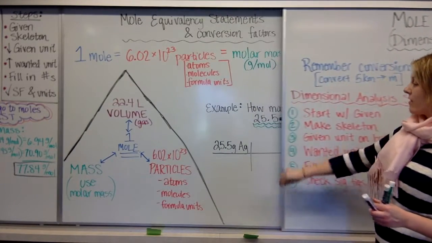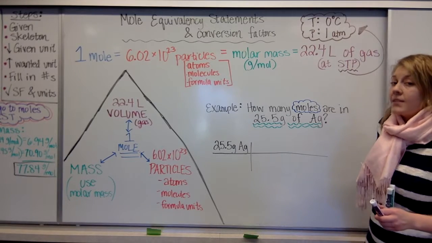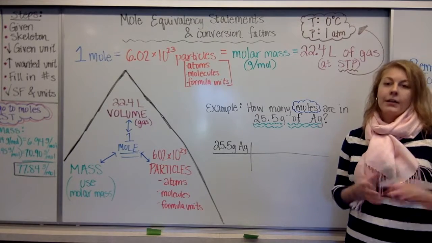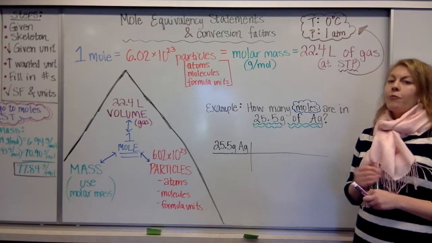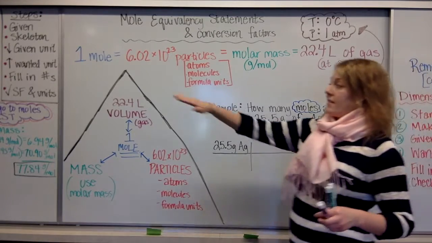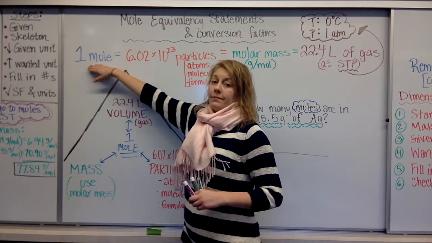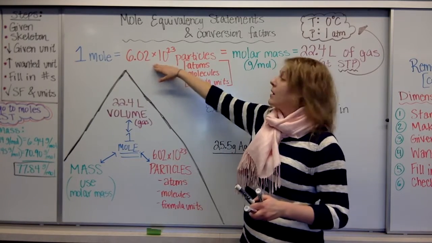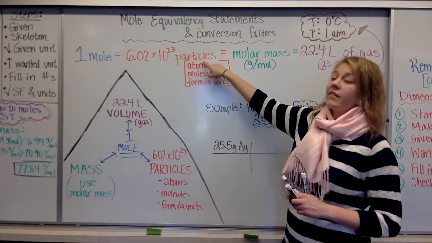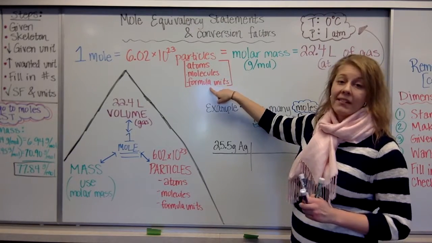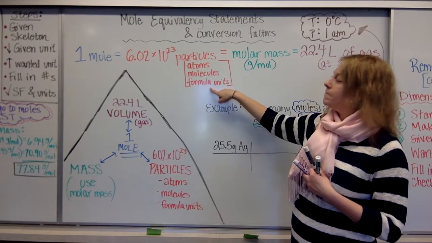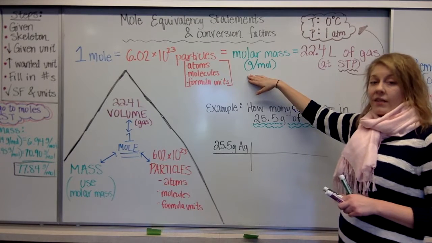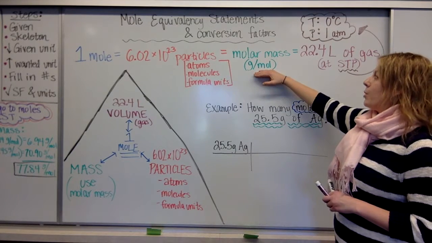All right, so looking at moles. Now, remember that our equivalency statement for conversion factors was 1,000 meters is equal to 1 kilometer. For moles, our equivalency statement is this. 1 mole is equal to Avogadro's number. Remember, this is Avogadro's number in particles. And those particles can either be atoms, molecules, formula units, or a couple others that we'll see eventually. This is also equal to the molar mass in grams per mole, right? We saw this last video, our molar mass in grams per mole.